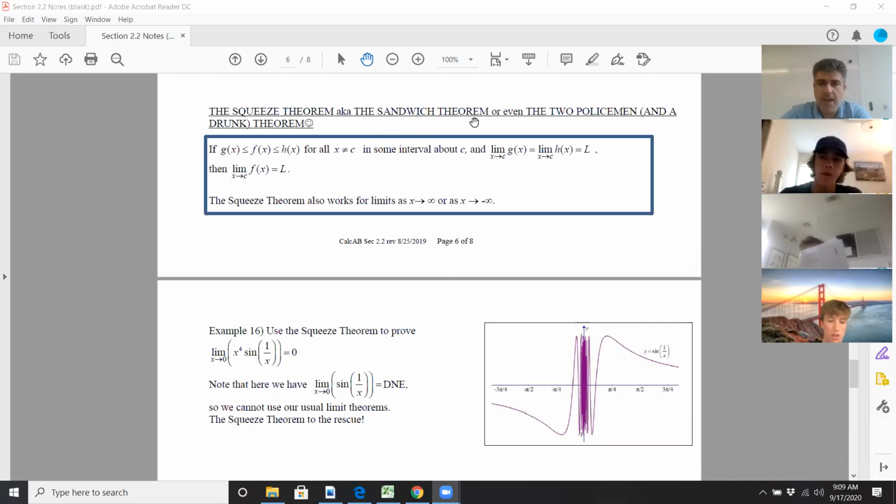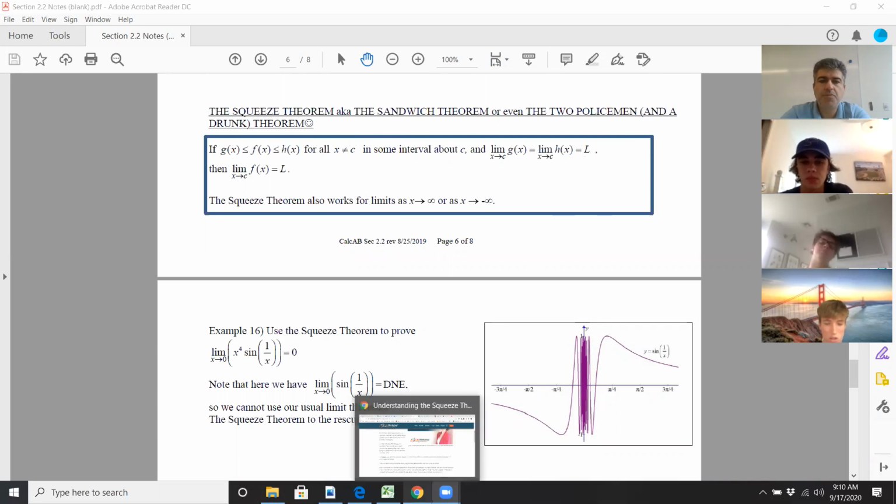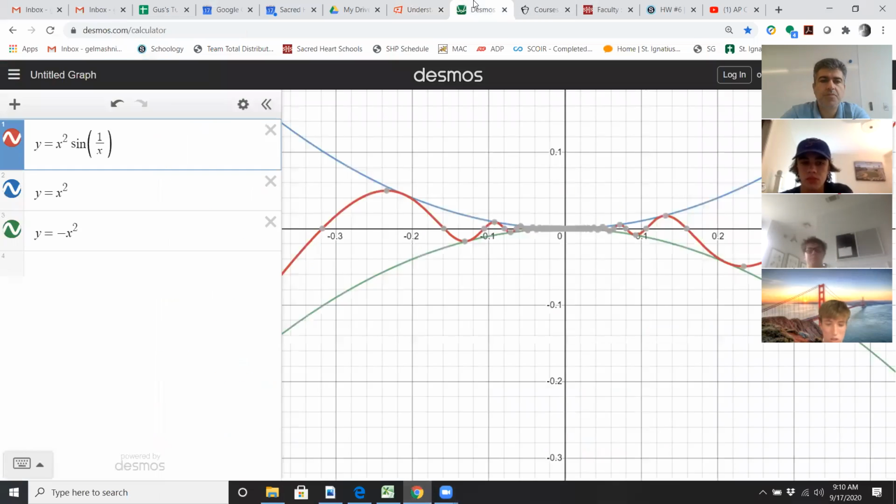Now, let's say we have a different graph. We'll do a graph that's a little different than this one. Let's say I have y equals x squared times sine 1 over x. Let me turn these off. Okay. Here you have y equals x squared times sine 1 over x.